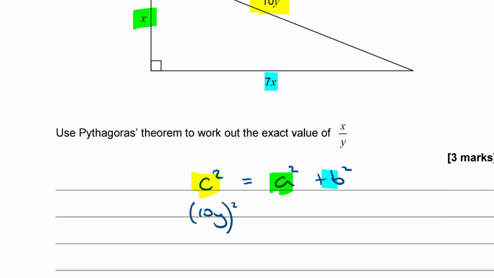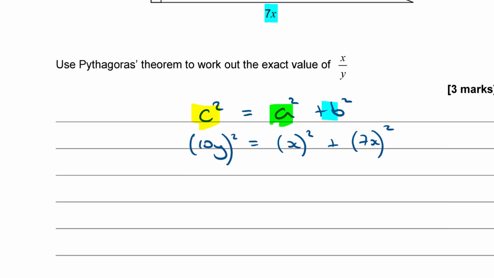10y squared is equal to x squared plus 7x squared. Okay, so then just removing the brackets, 10y all squared, well that's 100y squared, x squared is just x squared, and 7x all squared is 49x squared. Sorry, I missed a square off there. So 100y squared is equal to x squared plus 49x squared.